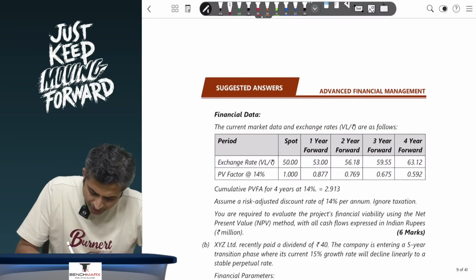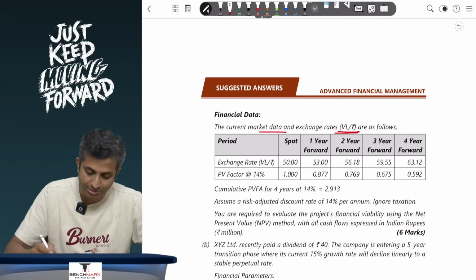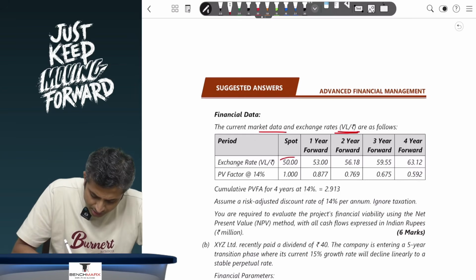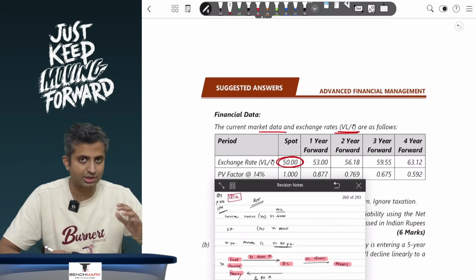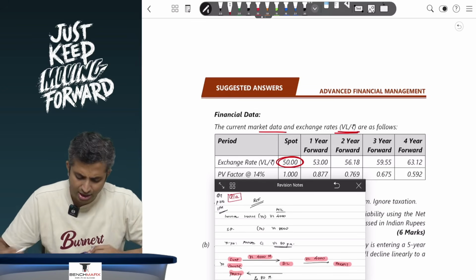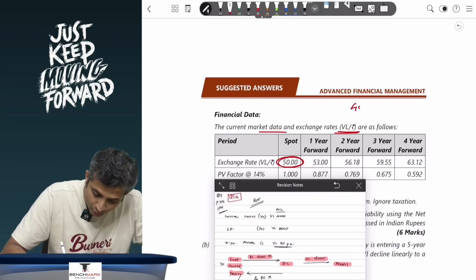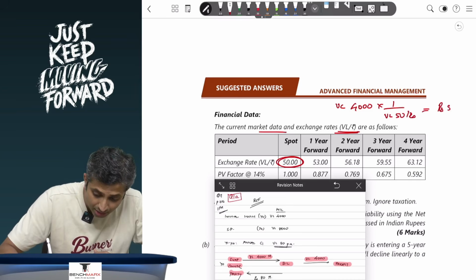Now the financial data and the exchange rates, this is given as VL per rupee. So rupee over here is the base currency, is as follows. So the spot rate is rupees 50. Now if I look at today's situation, there is 4,000 VL, 4,000 million, and let's say this is VL per rupee. So your VL has to get cancelled. So you will divide this by VL 50 per rupee. So if I divide, I will get approximately rupees 80 million.